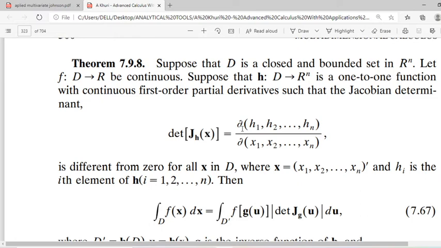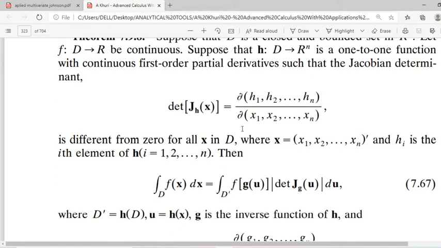Suppose D is a closed bounded set in Rn, and let f from D to R be continuous. And suppose that h from D to Rn is a one-to-one function with continuous first order partial derivatives, such that the determinant of Jh of x, equal to dou h1 h2 up to hn divided by dou x1 dou x2 up to xn, is not equal to 0 for all x in D, where x equals x1 x2 up to xn transpose, and hi is the ith element of h.